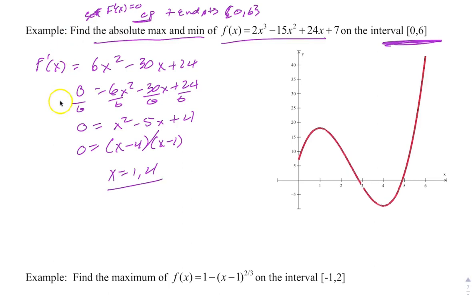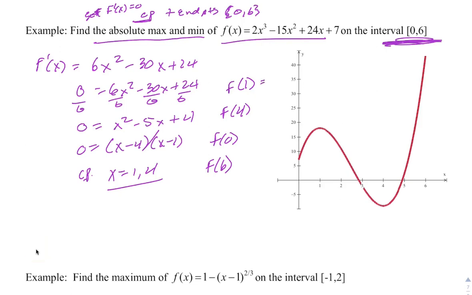Now again, these are just my critical points. I'm not saying that's my answer or anything like that. You want to make sure these fit in the interval. My interval is 0 to 6, and I have 1 and 4, so they actually do fit. So what I'm going to do next is check all those guys. I want to figure out what f of 1 is, what f of 4 is, and check my endpoints, what's f of 0, and what's f of 6. Once I have my critical points and my endpoints, I plug them all into the original function. Whatever the highest is my max, and the lowest is my min.